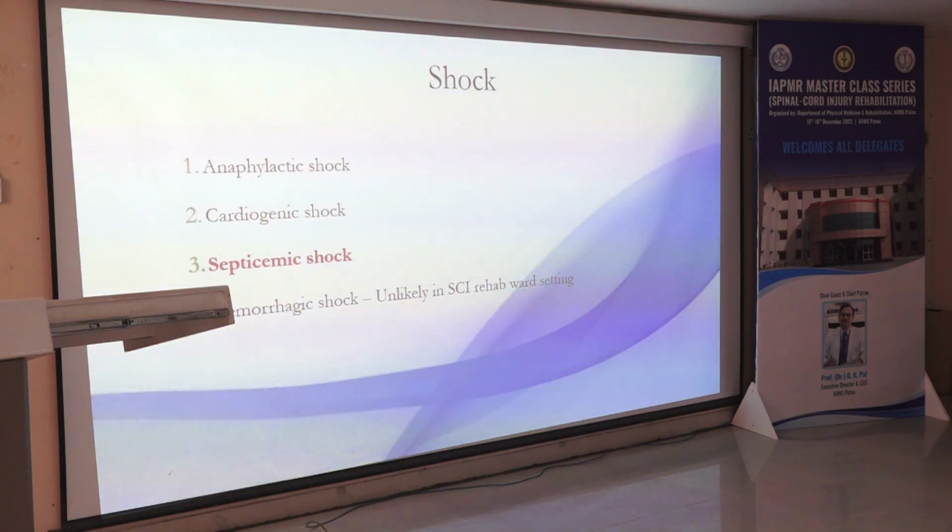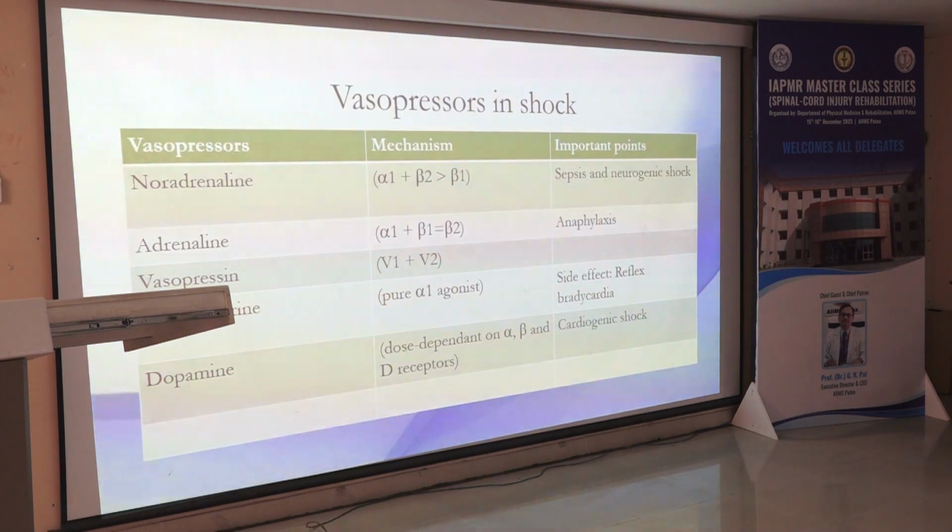So whenever the patient is in shock, the next question is: which type of shock is this? Is it anaphylactic, septicemic, cardiogenic, or hemorrhagic shock? Hemorrhagic shock is very, very unlikely in a rehab setup in the SCI ward. Anaphylactic shock can happen. Cardiogenic shock is again unlikely, though some literature is coming out that dyslipidemia may occur in chronic SCI. But unless it's an aged patient, it is unlikely to be cardiogenic shock; most likely it is septicemic shock.